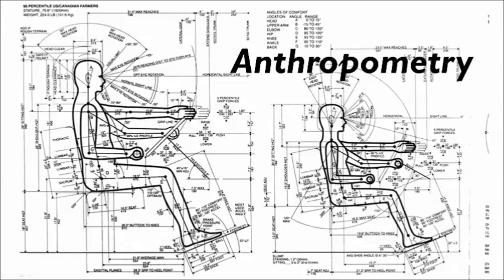Anthropometry is the study of the human body, and it refers to the measurement of the size and proportions of the human body. So when we're talking about using anthropometry as a design tool, we are really using the human body to drive a lot of the design choices within a space or within a building.